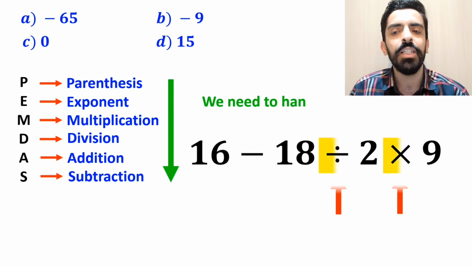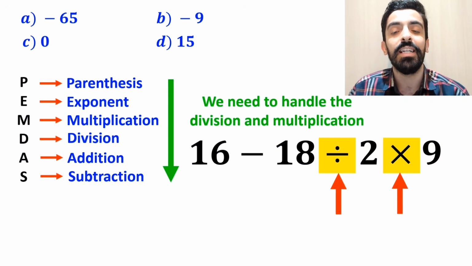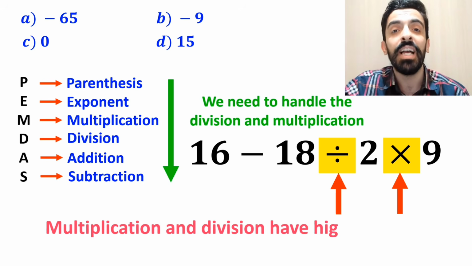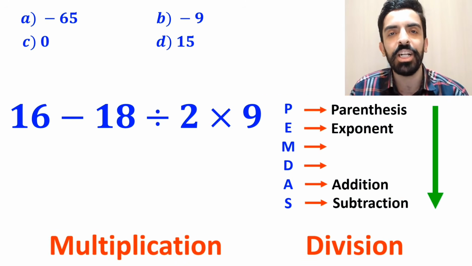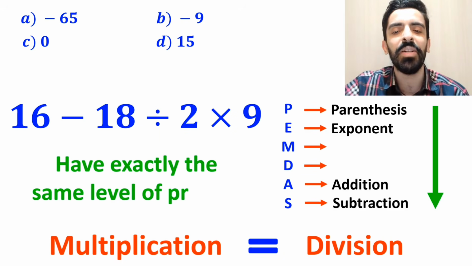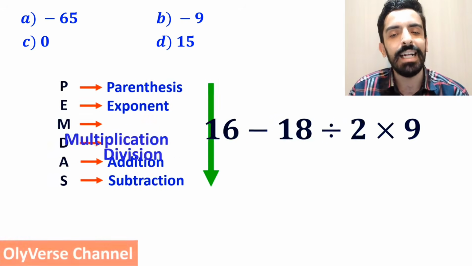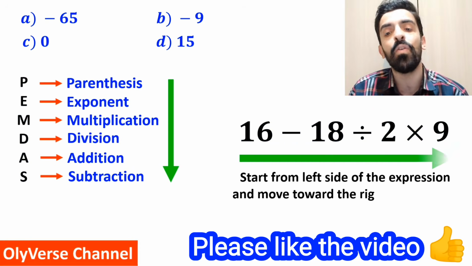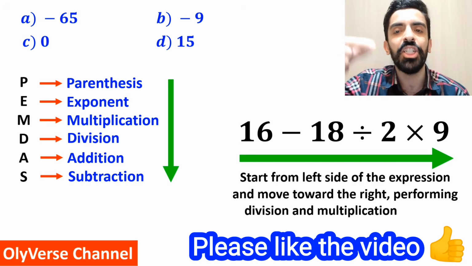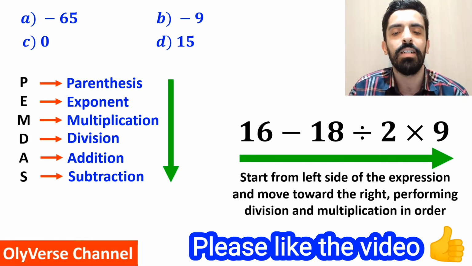And the next step, we need to handle the division and multiplication, since multiplication and division have higher priority than subtraction. However, it's very important to note that multiplication and division have exactly the same level of priority. In this situation, the best thing to do is to start from the left of the expression and move toward the right, performing division and multiplication in order.